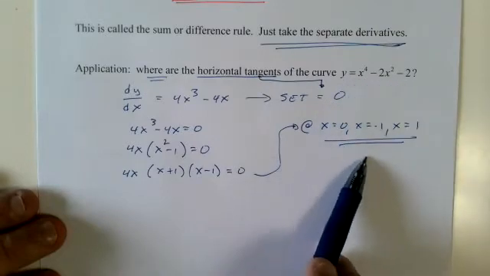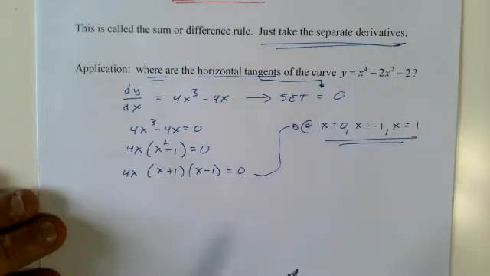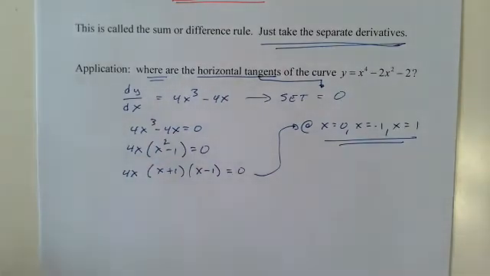There's a horizontal tangent at y equals 3. So there'd only be 2 horizontal tangents because the -1 is going to give me the same answer. So RTFQ, read the full question.